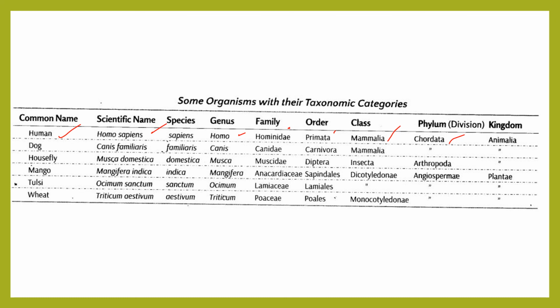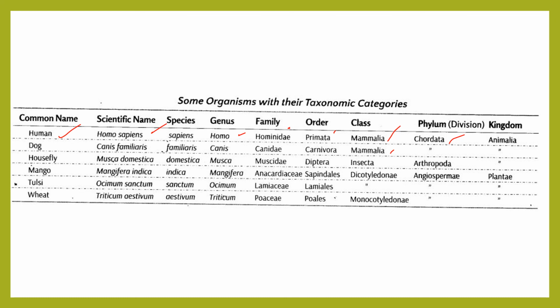Next, dog. What is the scientific name? Canis familiaris. What is the species? It is familiaris. Genus Canis. Family Canidae. It belongs to order Carnivora, class Mammalia, phylum Chordata, and kingdom Animalia. Like this we have some other animal species like housefly. Then I'll take an example of a plant.